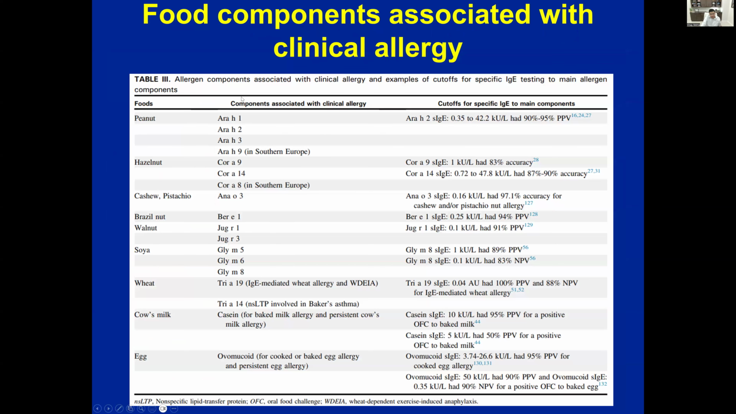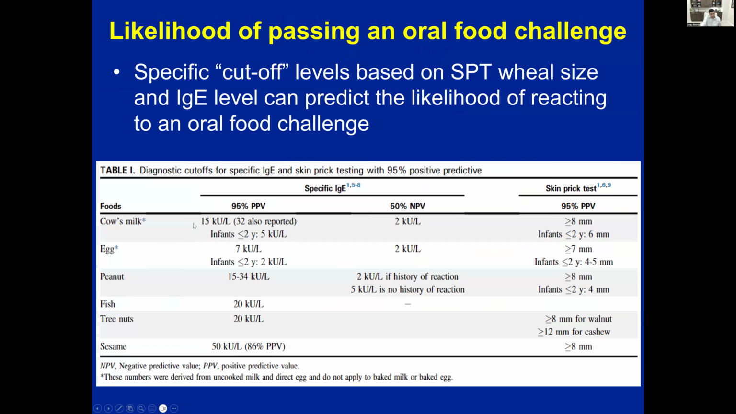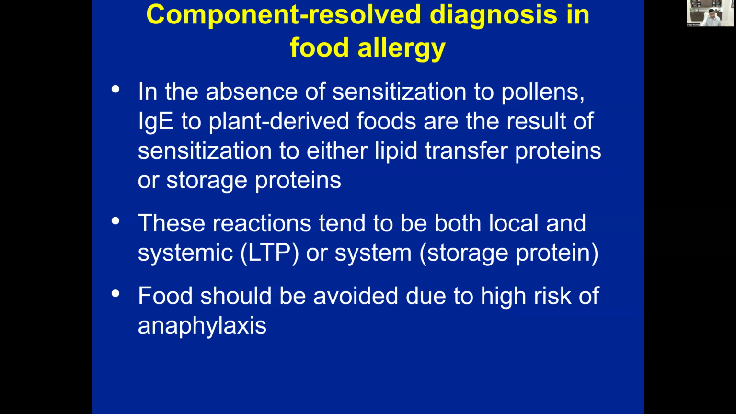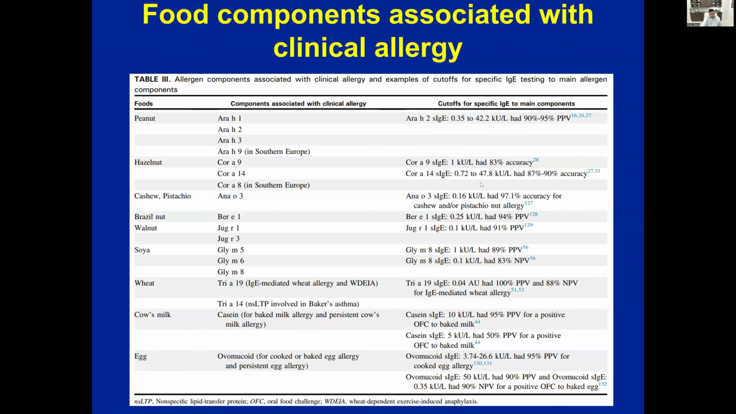So here's the same table with different cutoff levels. This here incorporates component resolved diagnostics. So this is kind of the same table as here. Here you just have the IgE levels against the whole antigen, and here, more specifically, based on the component result test, you can determine whether it is safe or not to do a food challenge. And again, these are tables; there are different cutoffs for different foods, for different components. These are things you just have to know.